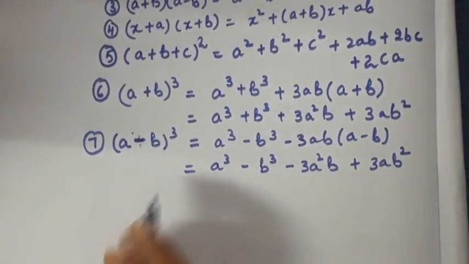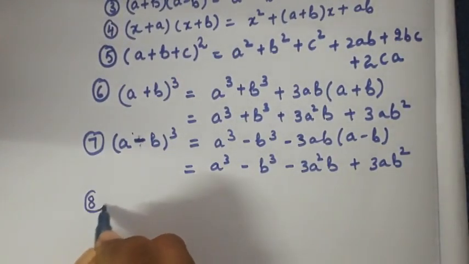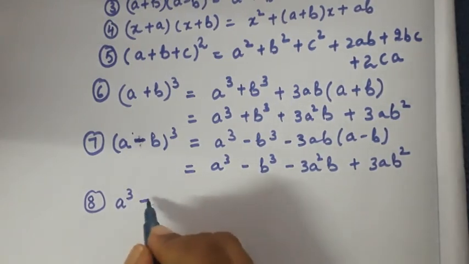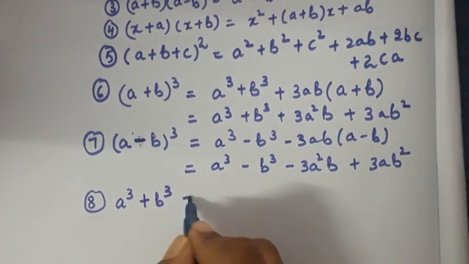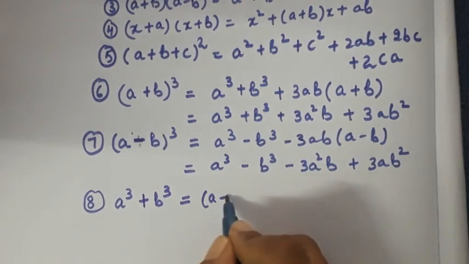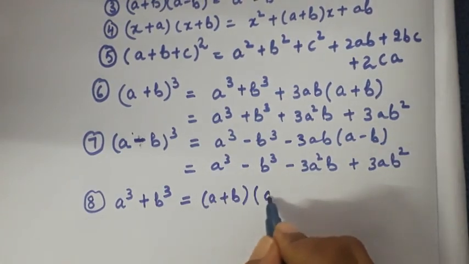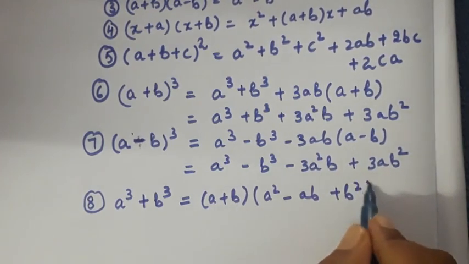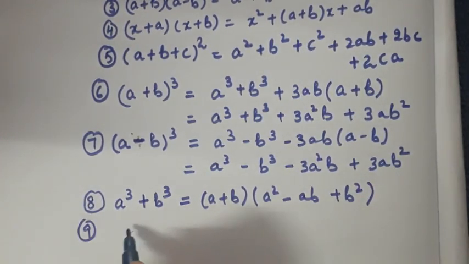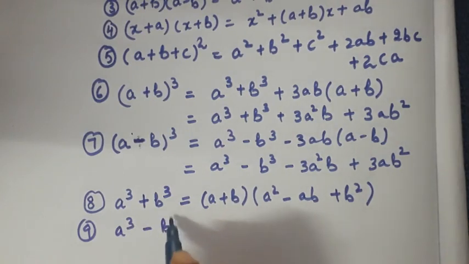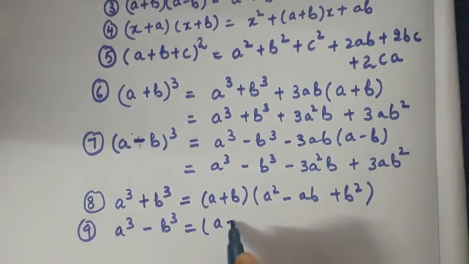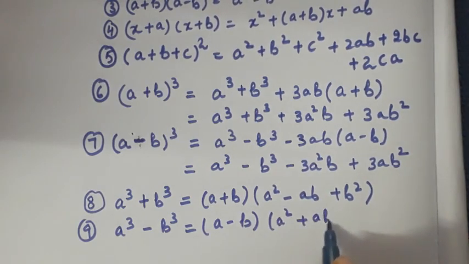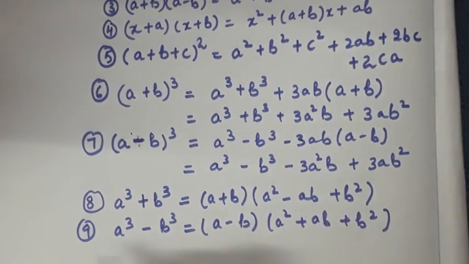Now the next identity is a cube plus b cube is equal to a plus b, a square minus ab plus b square. Next one, a cube minus b cube is equal to a minus b, a square plus ab plus b square.